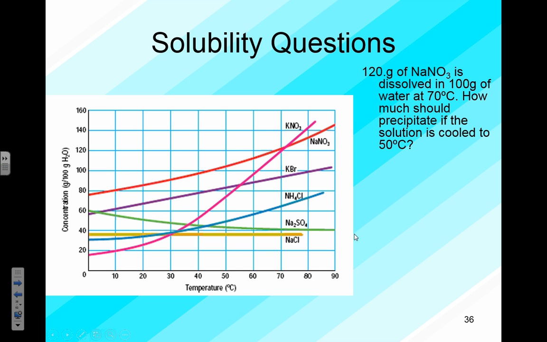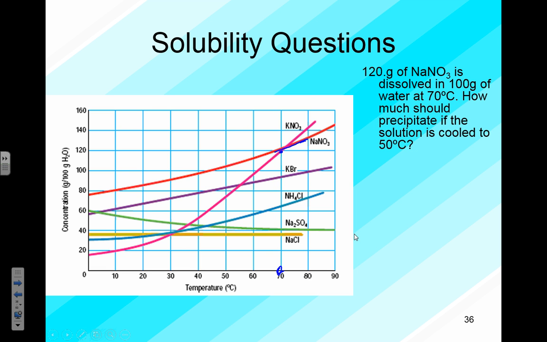Now it says 120 grams is dissolved in 100 grams of water at 70. So let's look at where I'm at. Here is my 70, and I dissolved 120 at 70 degrees Celsius, and my substance was sodium nitrate. That's my red. So that means I'm right here. And remember, we're looking at this red line right there. We are just below that red line. So let me draw that a little bit better. If here is my line, there's my 120. I'm just a tiny bit below that line. So that means I have an unsaturated solution with a whole bunch of stuff dissolved in it at 70.